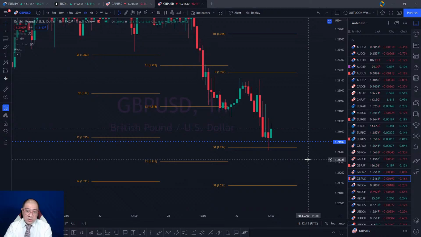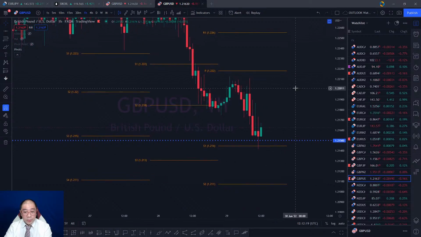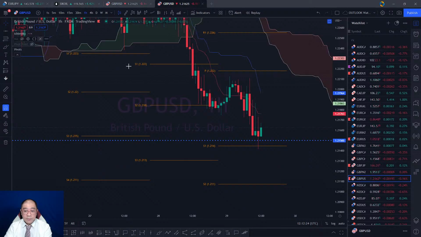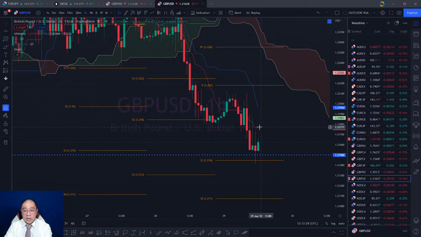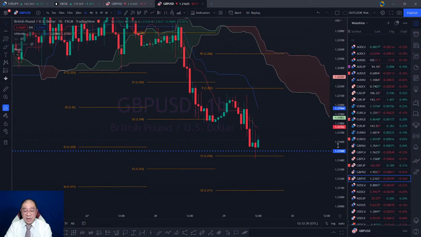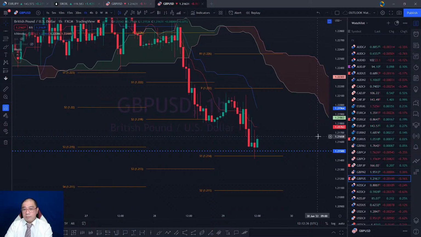Pound USD on the stochastics on the daily has just turned down. If we bring out the Ichimoku cloud as well, you can see the Kijun sign is still pointing to the downside. The Tenkan sign is actually flat. That means the short-term trend for the pound USD is flat. This might move sideways for a little bit before the downtrend continues.